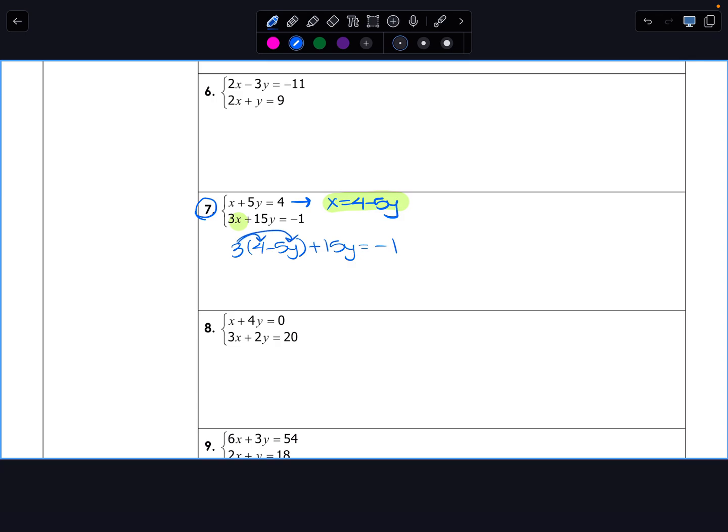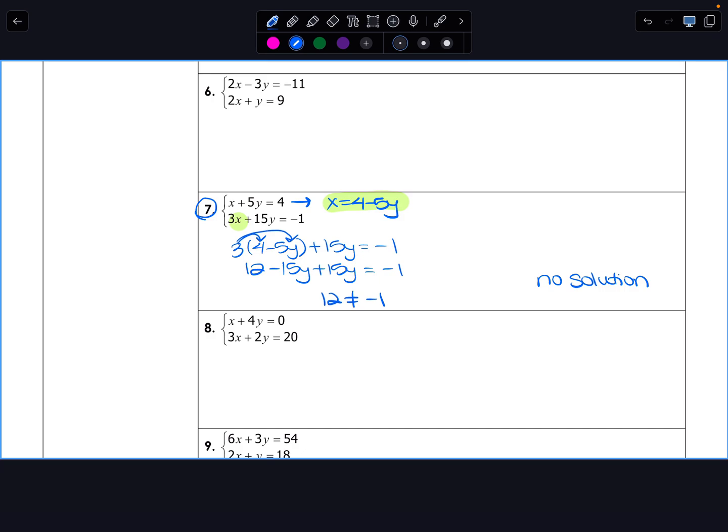All right, so I distribute my 3. And so what do you get? Well, you notice that all your y's cancel out. So I'm left with 12, which is not equal to negative 1. What? So there's no solution. So when all your variables cancel out and you don't get something that's equal on the left and the right, then there's no solution. Wouldn't that mean they're parallel? Yes, that means that they are parallel lines.